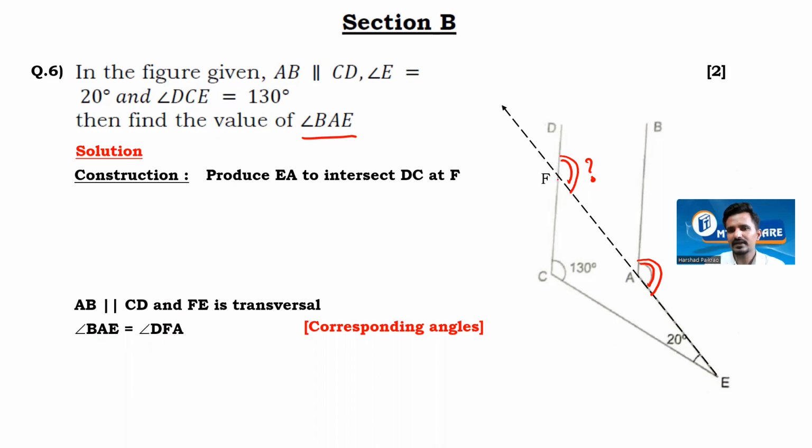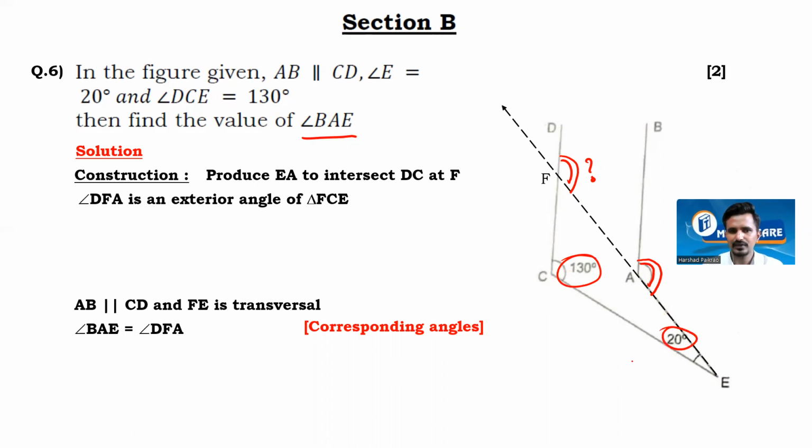Look at angle DFA carefully. DFA is actually an exterior angle of triangle FCE. You can see that this side is produced, so it's an exterior angle. Angle DFE, or DFA, we can call it either. DFA is an exterior angle of triangle FCE, and we know that an exterior angle is equal to the sum of its interior opposite angles. So which are the interior opposite angles? For angle DFA, the interior opposite angles are angle C and angle E.